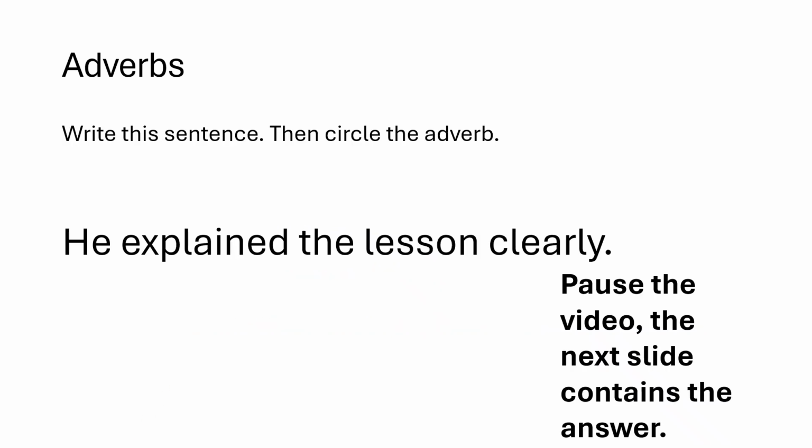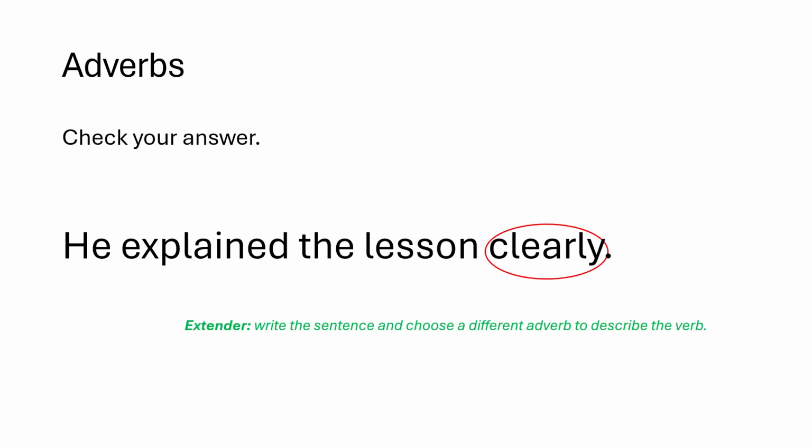Write this sentence, then circle the adverb. He explained the lesson clearly. Pause the video. The next slide contains the answer. Check your answer. He explained the lesson clearly. You should have circled clearly.